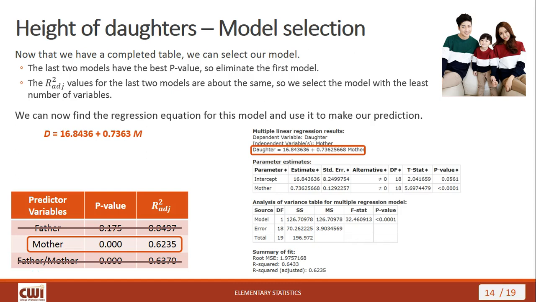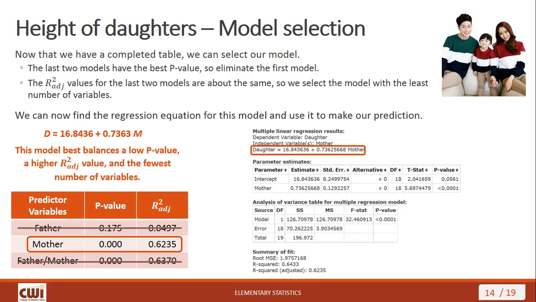It makes sense that we would look at the height of the mother as being a good predictor variable for the height of the daughter. The height of the female parent is predicting the height of the female child. That actually makes sense. So here we have our model for making the prediction. This is the best model that we can make. It provides the best balance between a low p-value, high adjusted R-squared value, and the fewest number of variables.